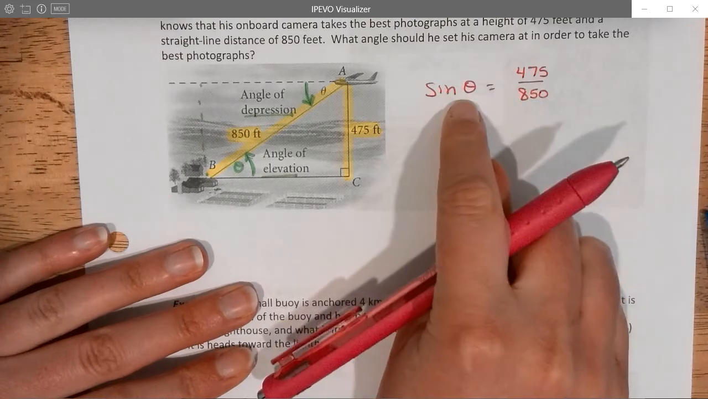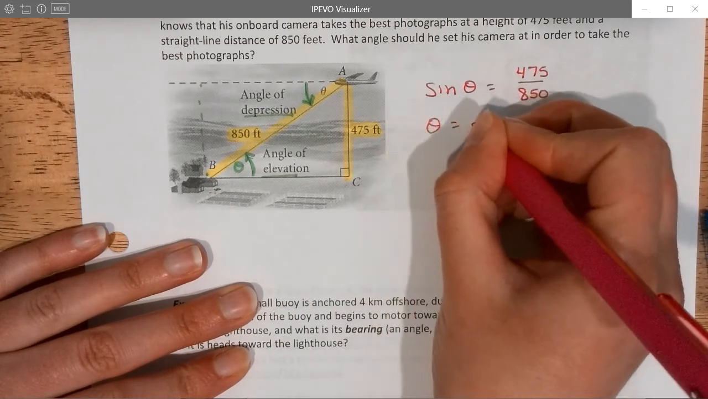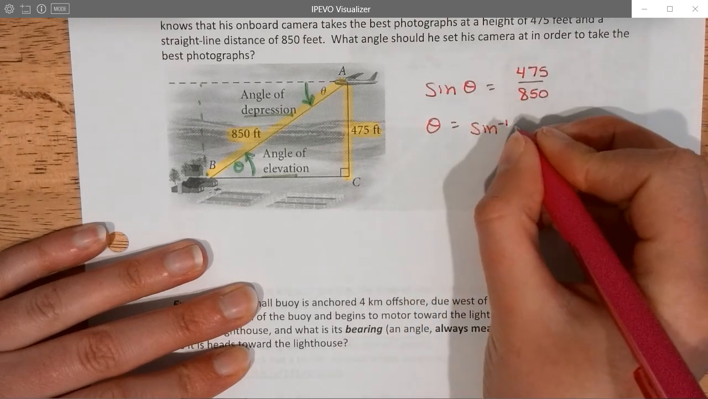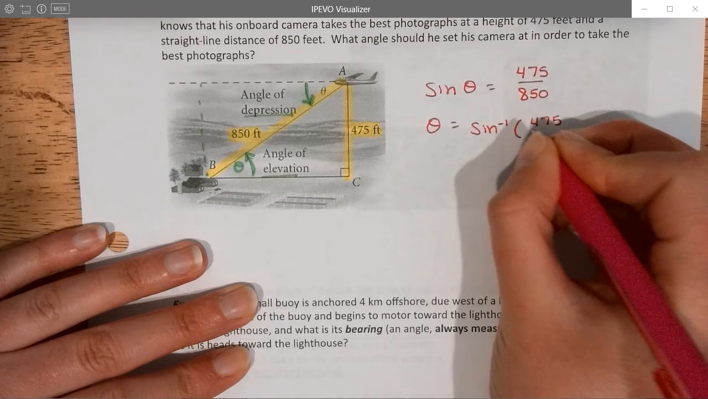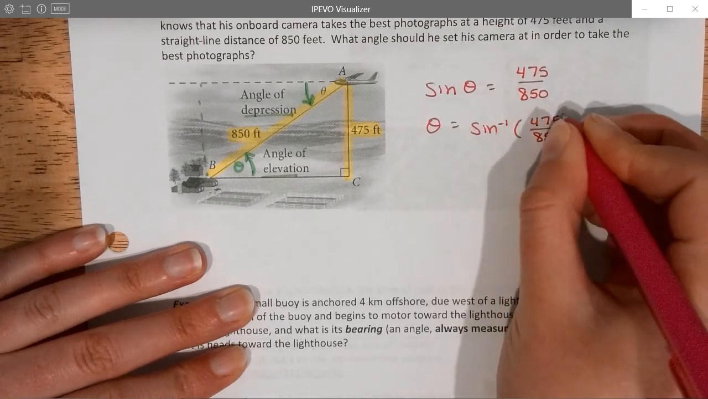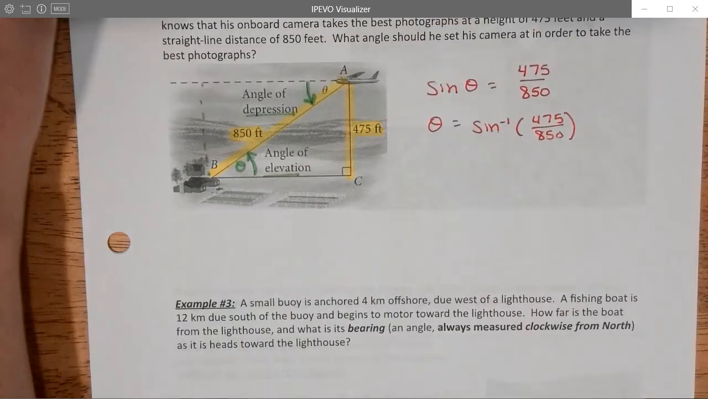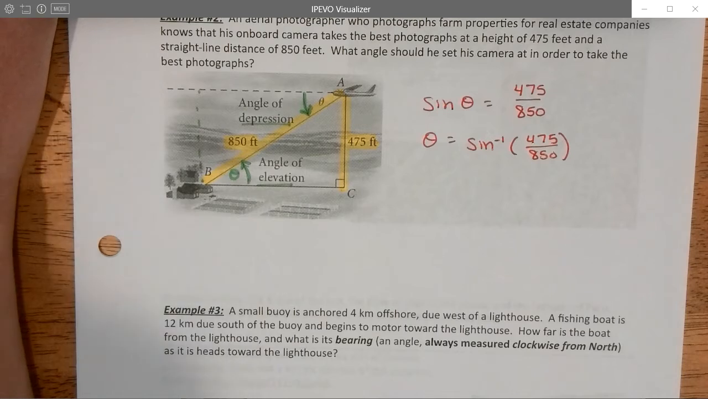Now I want theta, so we're going to have to use the arc sine. Again, you can write arc sine in more than one way. I wrote it with the ARC last time. I'm going to use the inverse notation. It's the same thing, just a different way of writing it, of that ratio, 475 over 850. Now, I can use Desmos or my calculator for this. Let's go ahead and use Desmos because I don't need to give this in DMS. I'm just going to give a decimal degree notation.